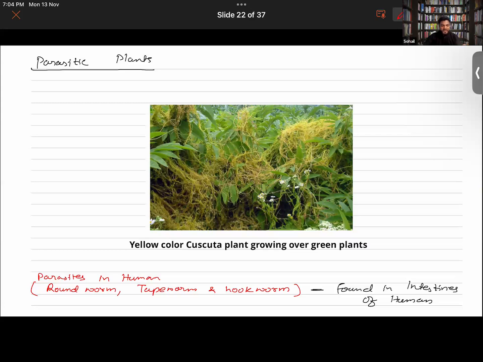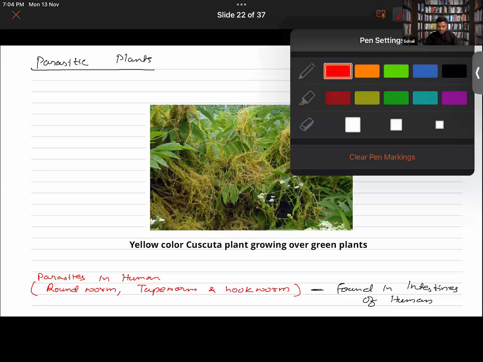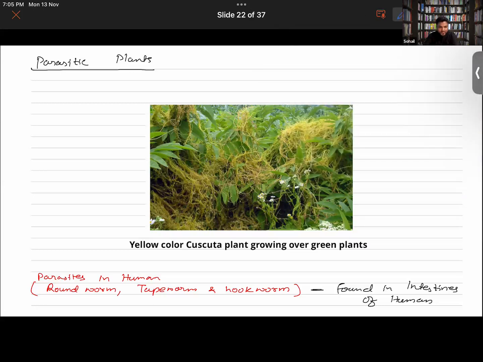So parasites will be of two types. They will be endoparasites, which are found inside the human body, and then there are exoparasites that are found on the body. Getting it now? Yes. Okay, then let's continue our discussion. So we were talking about the parasitic plants. A parasitic plant is one that lies inside or outside other plants and derives its nutrient or food from them. That is the definition of it.